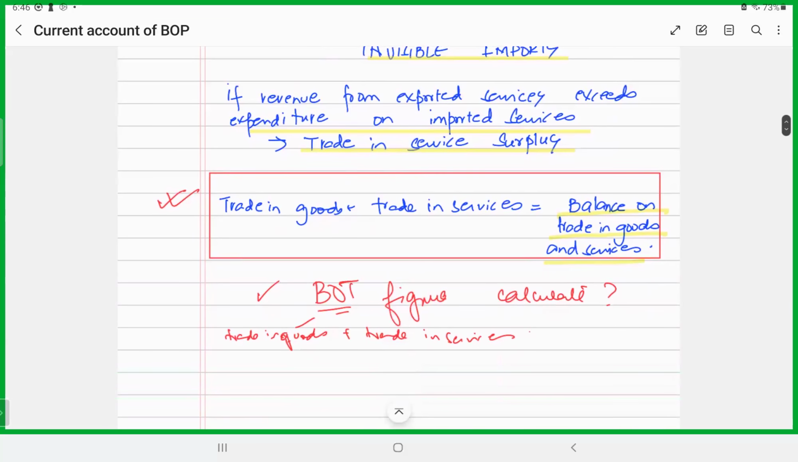Now they usually ask us to calculate the balance of trade in figure, right? So the key to remember BOT is that when we are talking about BOT, we are only talking about trade in goods and trade in services. We are not talking about primary and secondary income. That's the third and the fourth component of current account. That's the trick. It's usually tested in MCQs. That is why I made a record over here. I made this annotation over here.